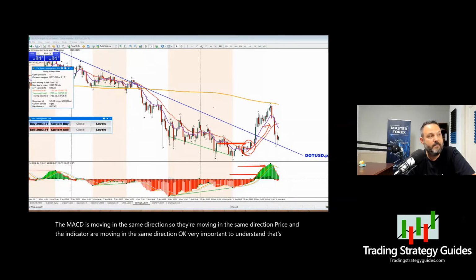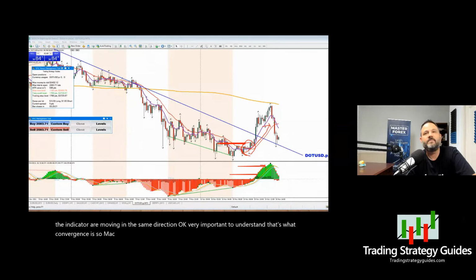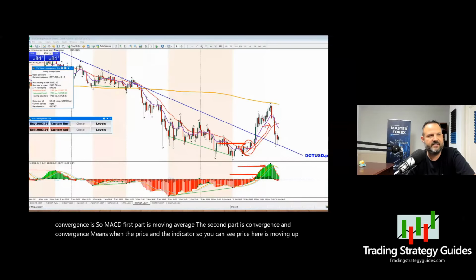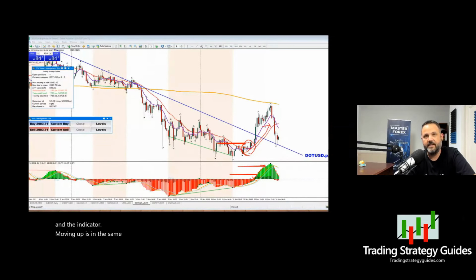So MACD, the first part is moving average. The second part is convergence, and convergence means when the price and the indicator move in the same direction. You can see price here is moving up and the indicator is moving up. Okay, that's how that works. Let's keep moving.